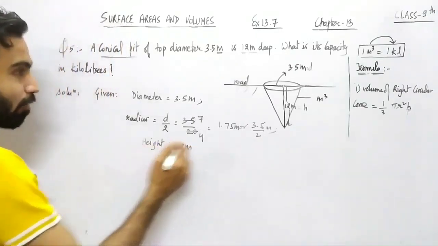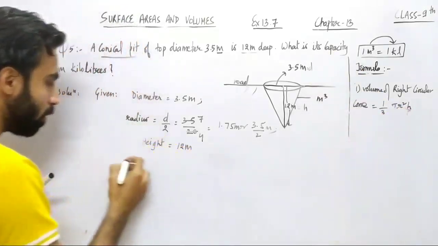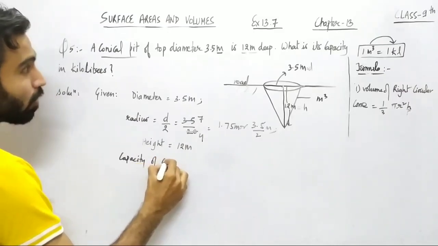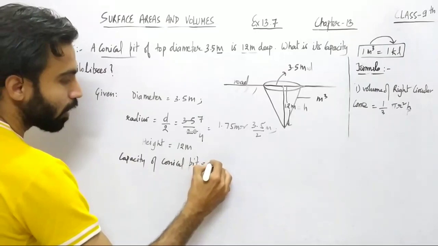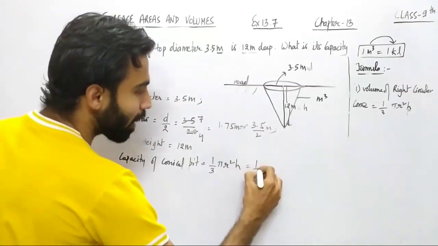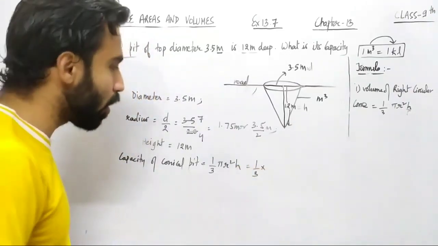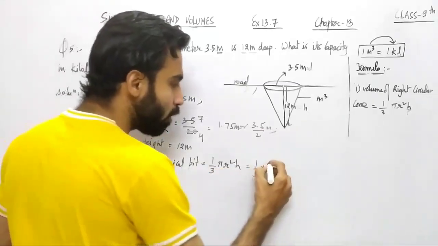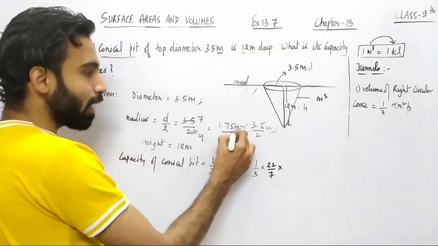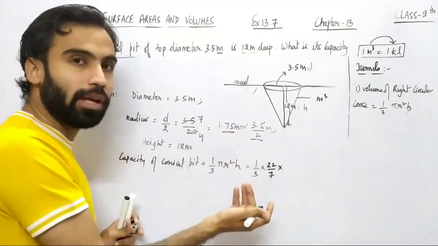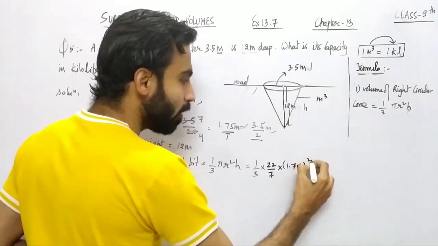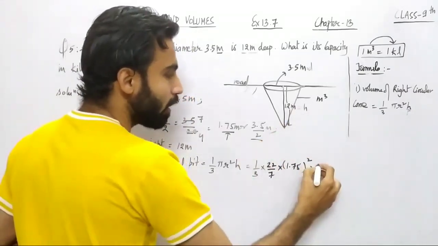Now let us apply the formula to calculate the capacity, or you can say the volume. So the capacity of the conical pit is 1 upon 3 pi r square h, right? अब यहाँ पे मैं क्या करूँगा? Simply values को substitute करने वाला हूँ. So now we know the value of pi, that is 22 upon 7, right? Now r square. यहाँ पे radius, आप चाहे तो ये रख सकते हैं 1.75, or you can also write 3.5 upon 2. So I'm just writing down 1.75. So its square multiplied by height. Now the height, that is 12.